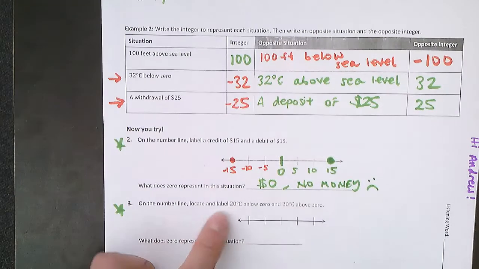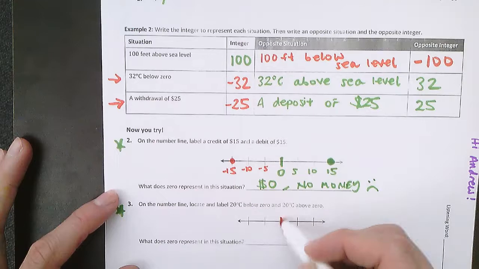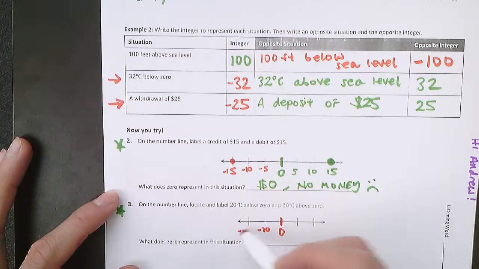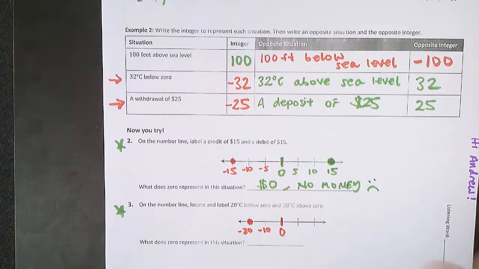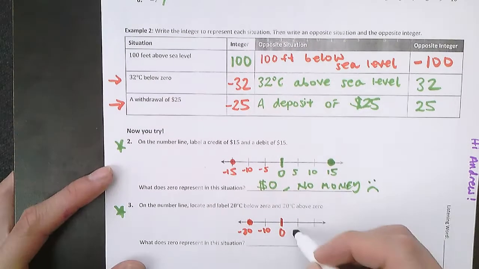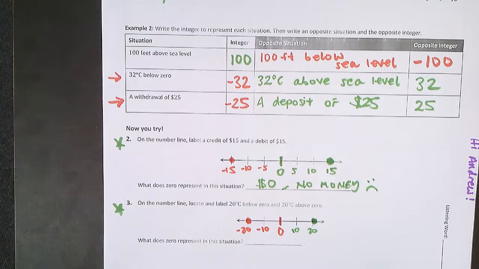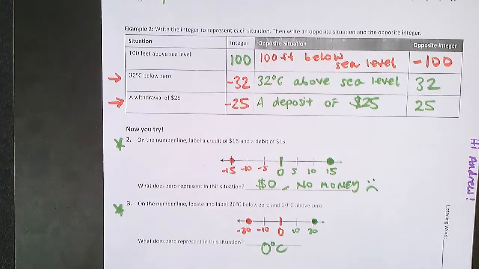On the number line, locate and label 20 degrees Celsius below. So let's put our 0 right in the middle. It looks like we have to go by tens here. So we have negative 10, negative 20. 20 below is right there. And then 20 above, we're going to go the other way. 10, 20, right there. What does 0 represent? Well, it would just be 0 degrees Celsius. If you got those on your own, 4 gold coins for you.